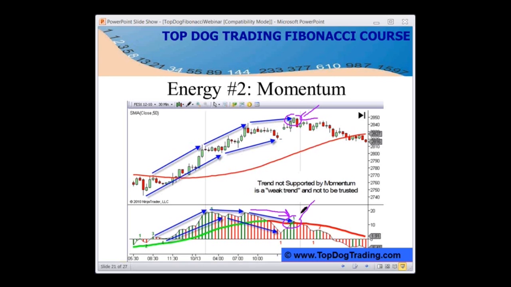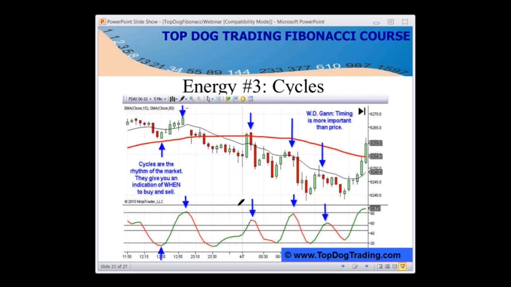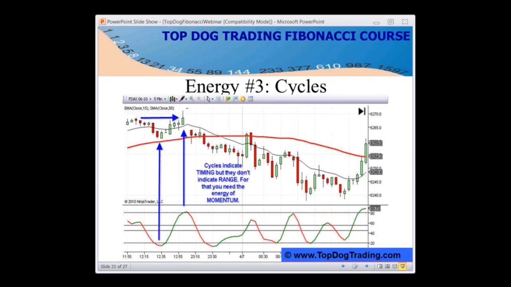Why? Because momentum gives us the early indication of strength coming out of the market. Cycles is number 3, and that's just the rhythm of the market. The market wiggles up and wiggles down, it doesn't go straight up or straight down. And that's all great. In fact, of the two, time and price, W.D. Gann actually said timing is more important than price.